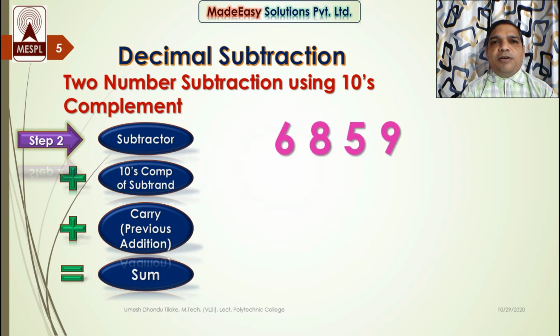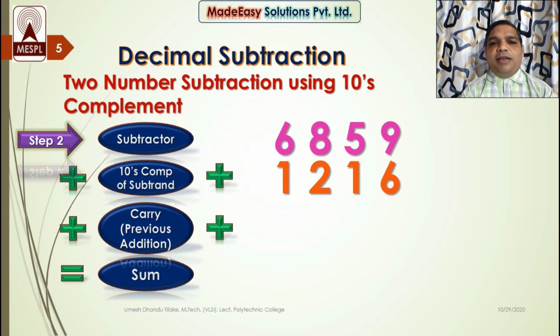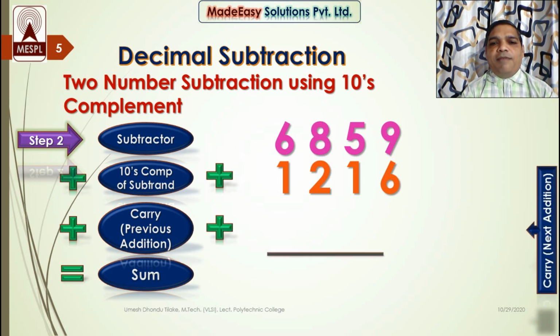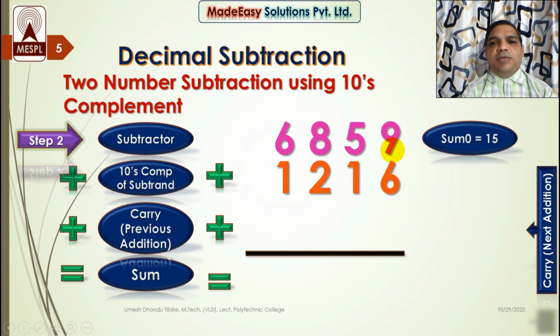So place the subtractor over here. My subtractor is 6859 and add the 10's complement of the subtrahend we got in step 1, that was 1216. Also add the carry generated in the previous addition, that I will put over here for the next bit addition, and I will get the sum over here. Now perform the addition process digit by digit. Start the operation from LSD, that is add 6 and 9. So I will get the sum 15. So I will place 5 over here, and 1 will be the carry for the next digit addition.